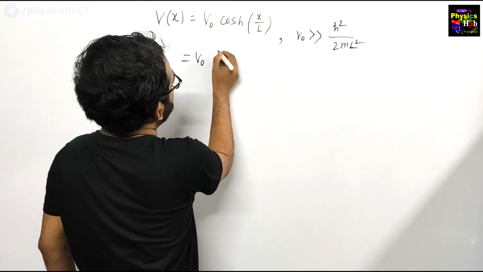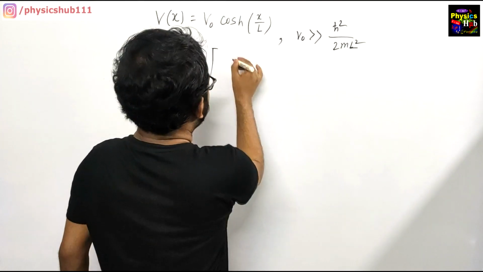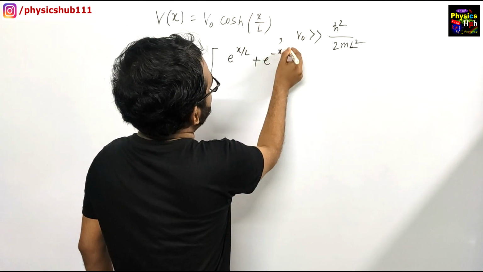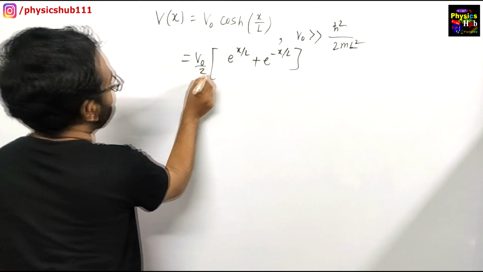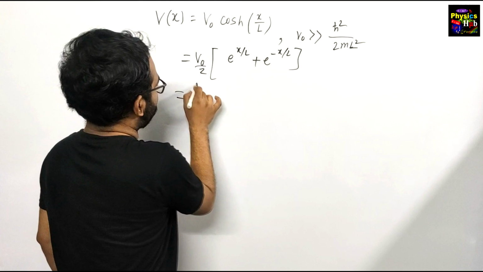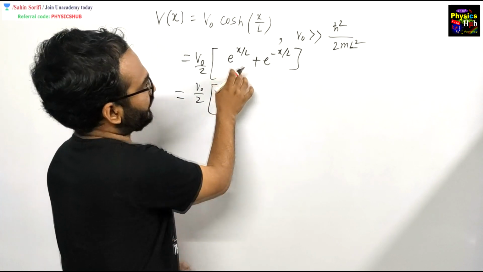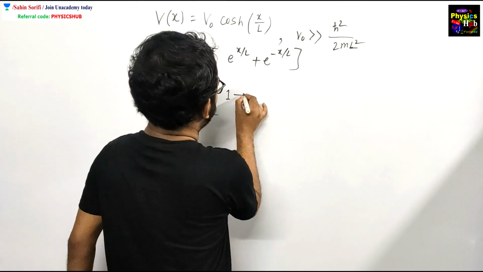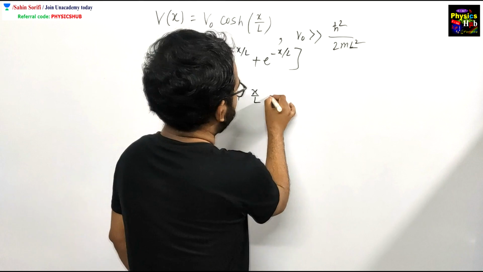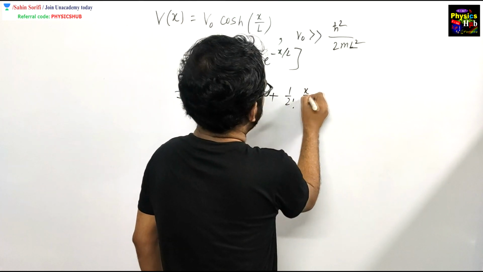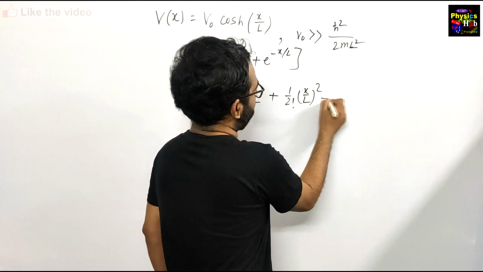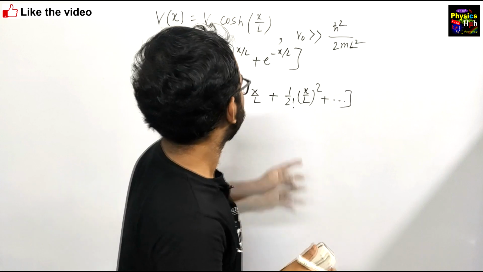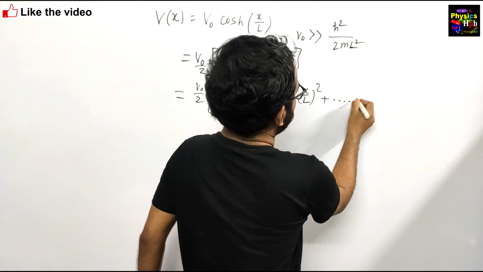So this will become V naught cosh(x/L). We can write it as e to the power x by L plus e to the power minus x by L, divided by 2. So we are taking this 2 here. Now we can expand this e to the power x by L in an infinite series: 1 plus x by 1 factorial plus x squared by 2 factorial plus x cubed by 3 factorial and so on. This one you will get from the first term, and it will go on like this.